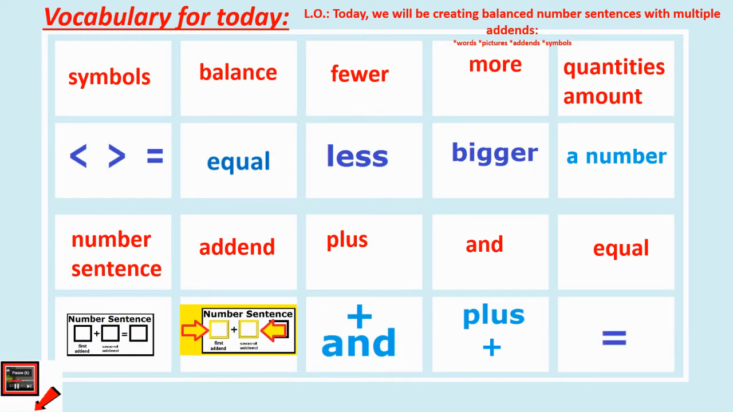Alright, so today, symbols, we have our fewer than, greater than, and equal to symbols. Balance means equal. Fewer could be less. More could be bigger. Quantities and amount for us in first grade mean a number. Number sentence for us, whereas addition, we have something plus something equals something. Add-ins are those two numbers that we put together, the first add-in and the second add-in. Plus could be the plus symbol and the word and. And could be the word plus or the plus symbol. And then equal is the equal sign.